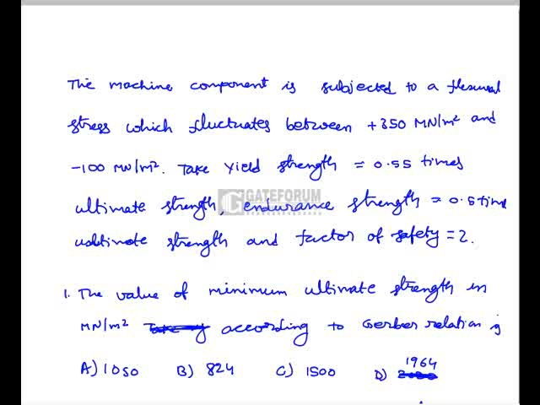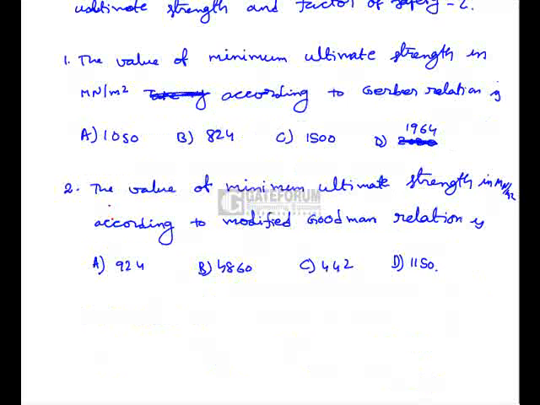It consists of two questions. First question: the value of minimum ultimate strength in meganewton per meter square according to Gerber's relation is. Here the options are 1050, 824, 1500 and 1964. And the second question: the value of minimum ultimate strength in meganewton per meter square according to modified Goodman relation is. Here are the options 924, 4860, 442 and 1150.